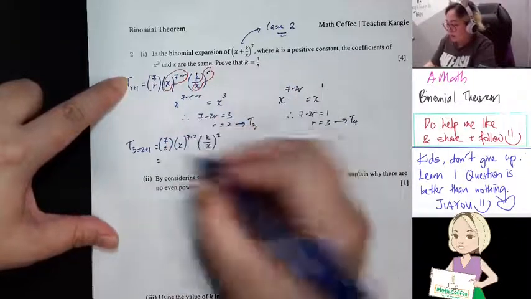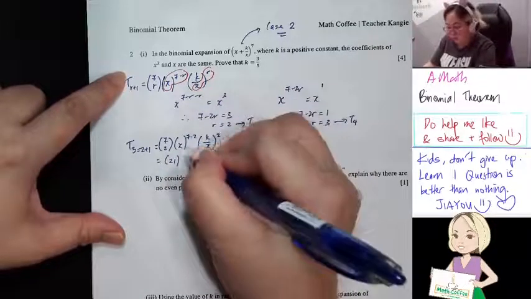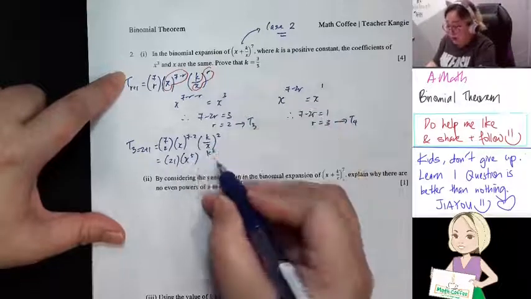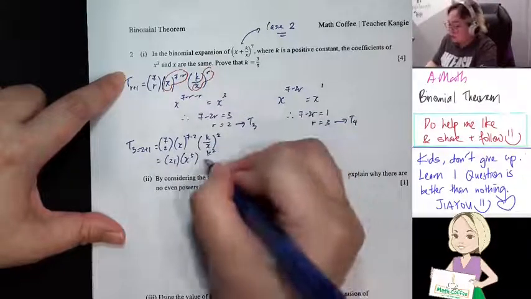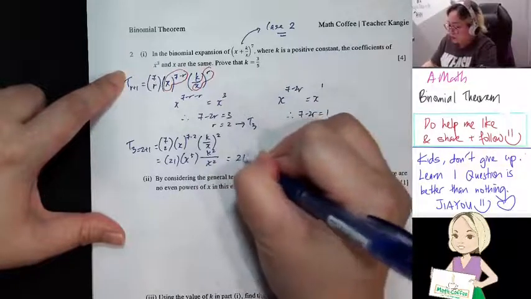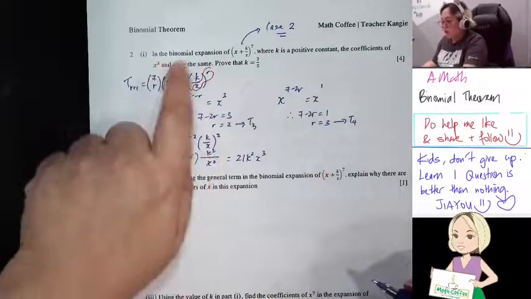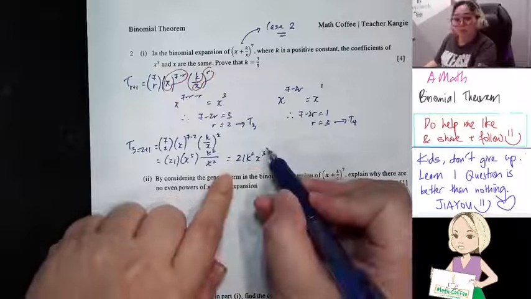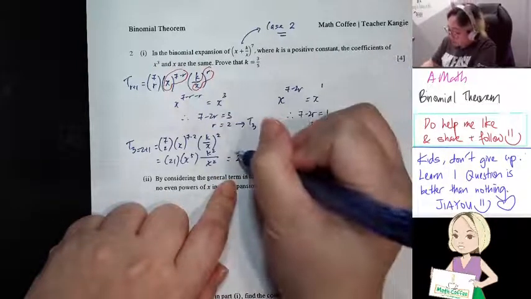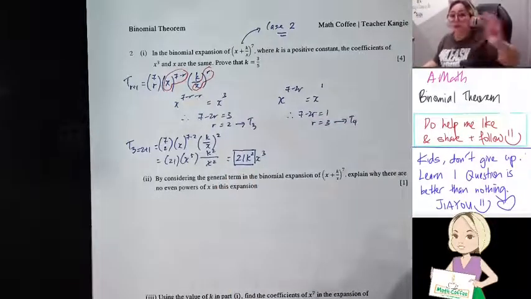Okay, plug in, and eventually you will get 21 x to the power of 5 k squared. Take note, k squared over x squared. And eventually we will get 21 k squared x cubed. So they are comparing the coefficient, kids. A lot of times, a common mistake is students take the whole thing, but you only want the coefficient. So actually, I can highlight that this is the one that I'm interested in. So temporarily, we put aside first.